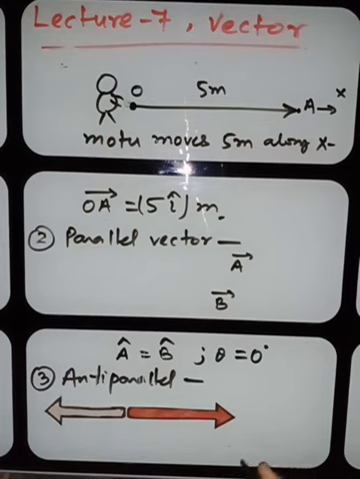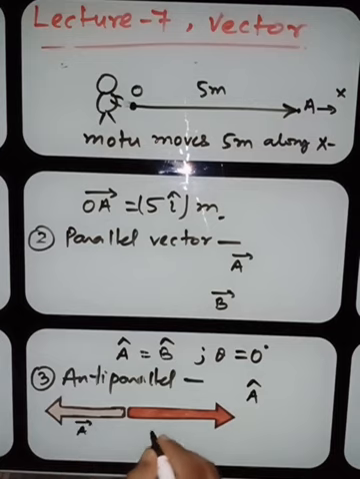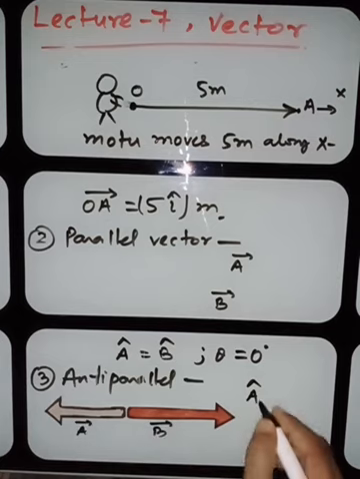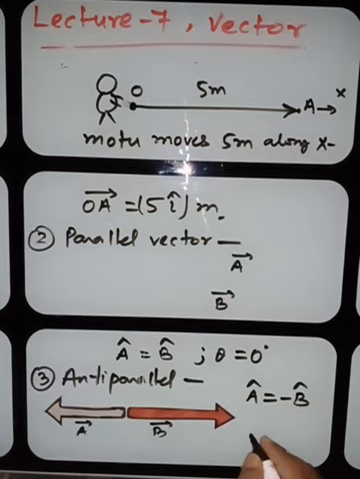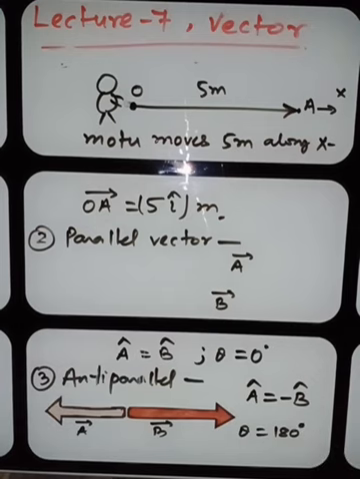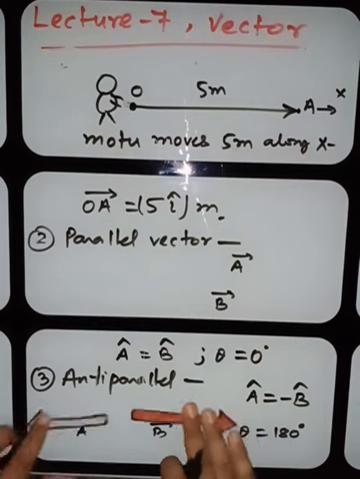So the first thing, here the vector A, the vector B, the direction of A will be opposite to the direction of B. The second thing, theta will be how much? It is 180 degrees, and this is called the antiparallel vector. Okay, yes.